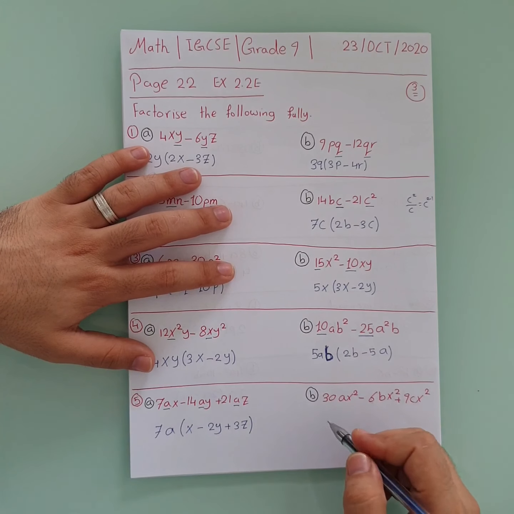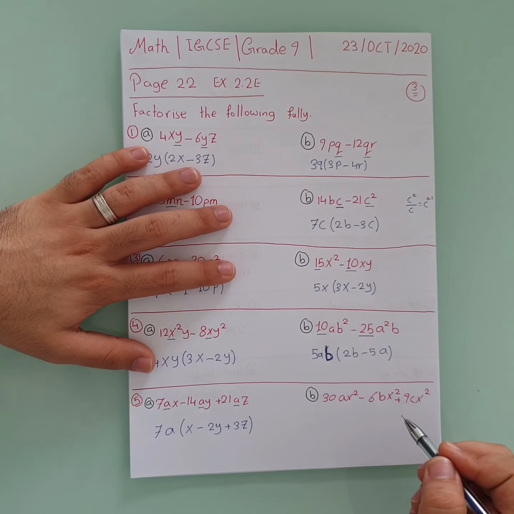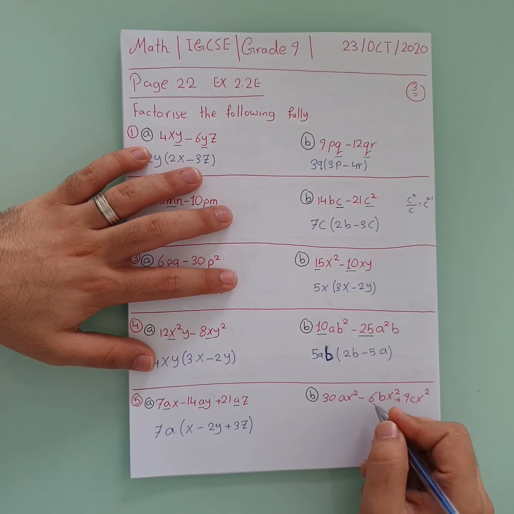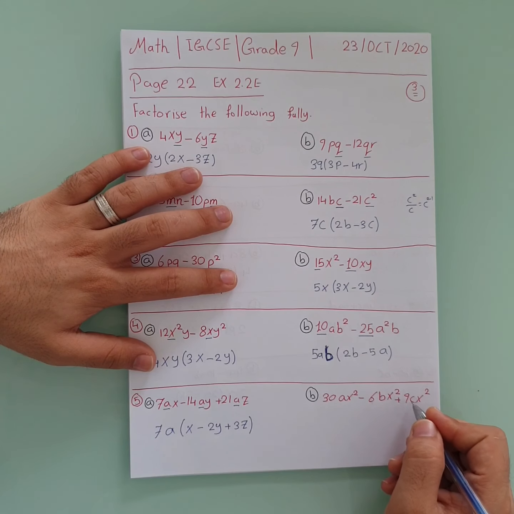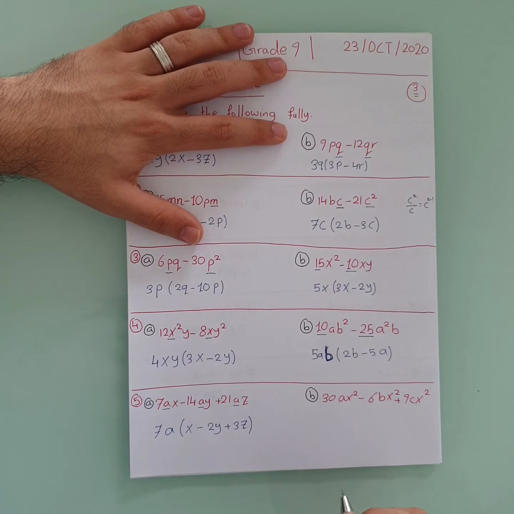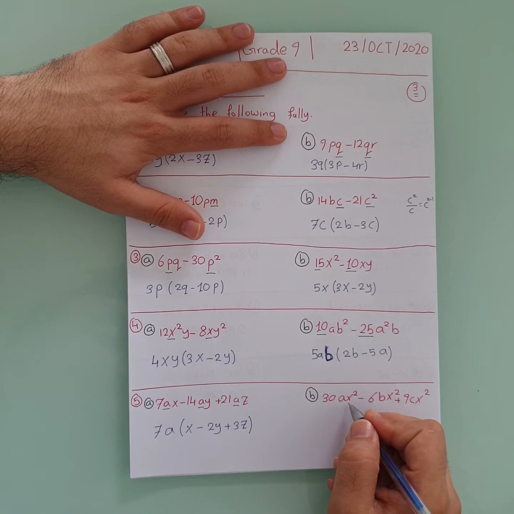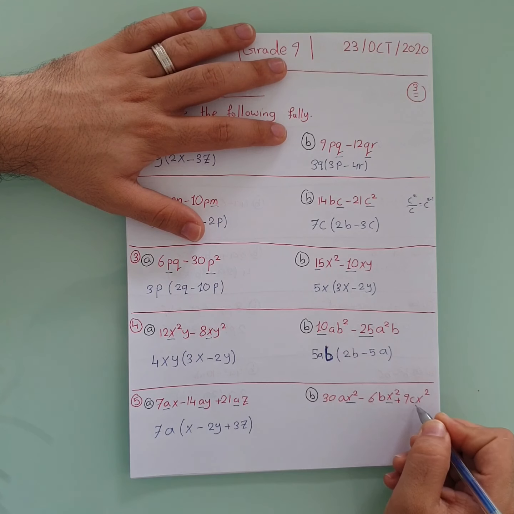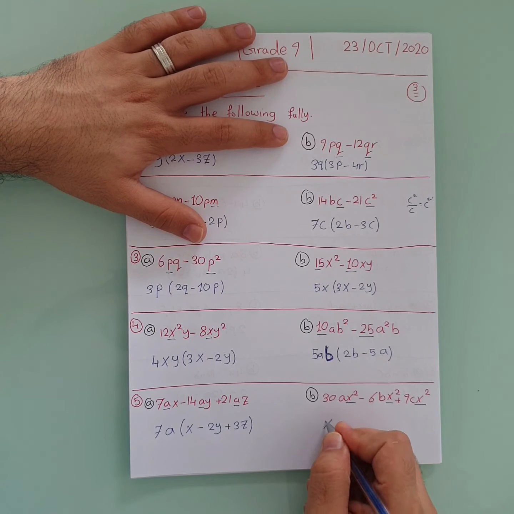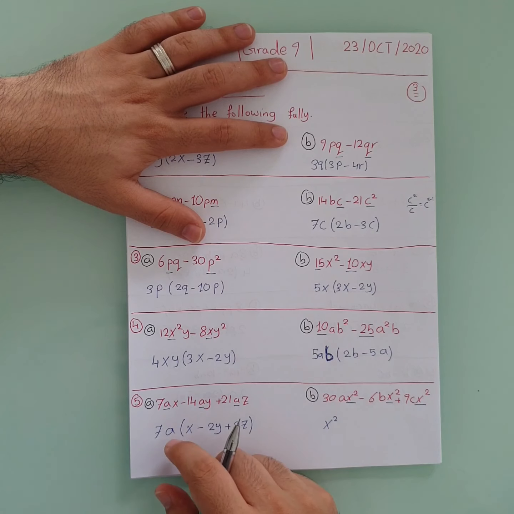Same goes for question b. You have 30ax to the power of 2 minus 6bx to the power of 2 plus 9cx to the power of 2. Now the question here: am I going to take x alone or x to the power of 2? If you check, all of them have the power 2. So why am I taking x only? I'll take x to the power of 2 since it exists in each of them.